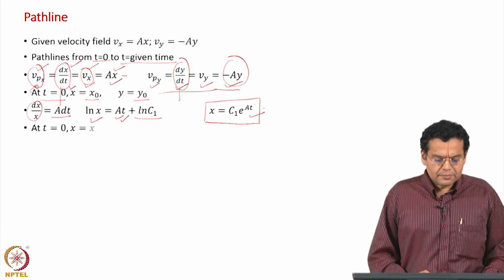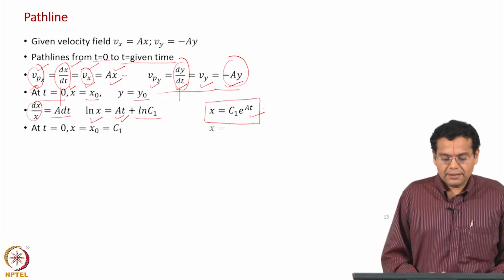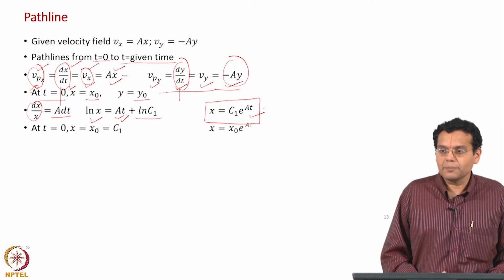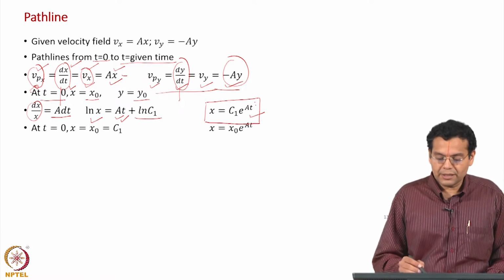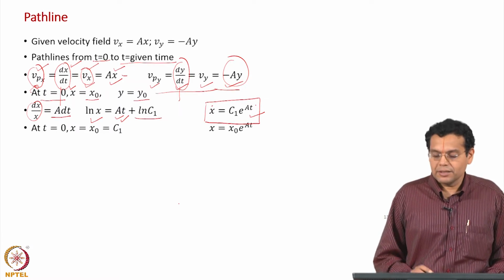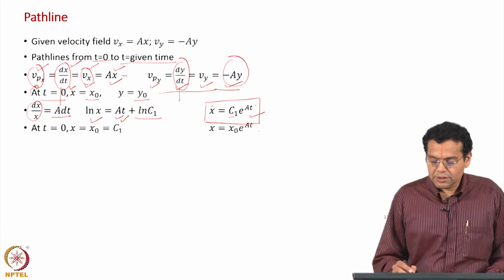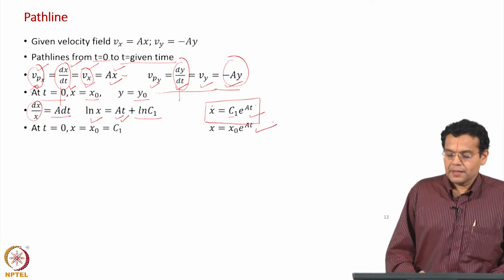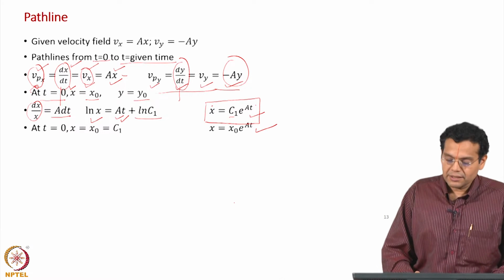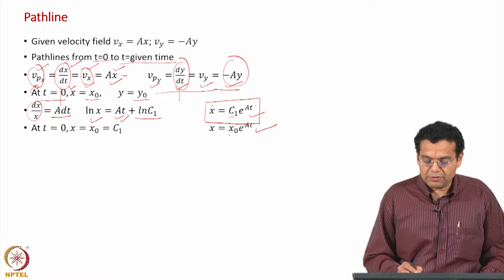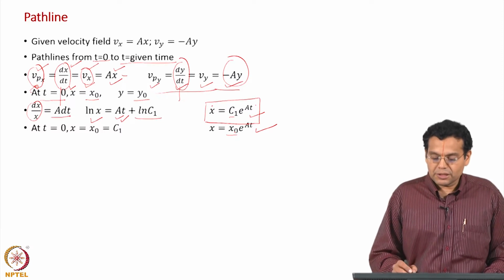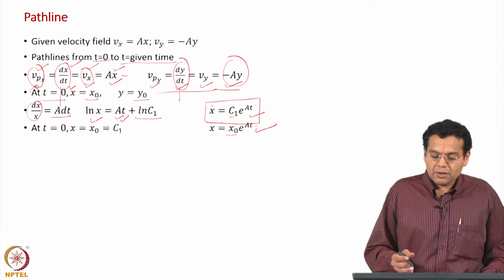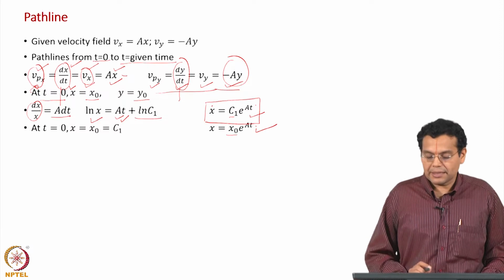Now, we will use the initial condition: at time t equal to 0, we have x equal to x naught. So, substitute t equal to 0 here, x equal to x naught here. So, c1 becomes x naught. So, this is the equation with c1 evaluated now as x naught. So, when t equal to 0, you get the initial x coordinate. So, this gives you, as a function of time, the x coordinate of the particle.